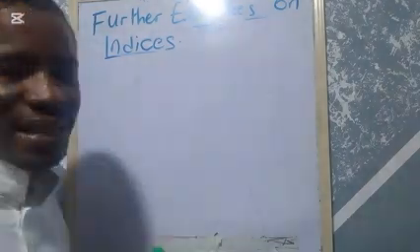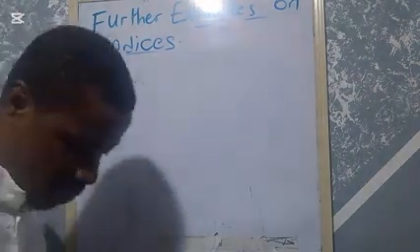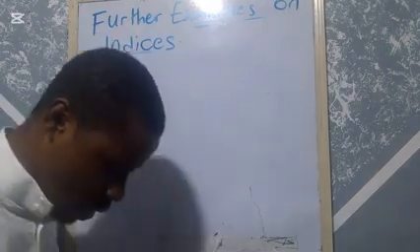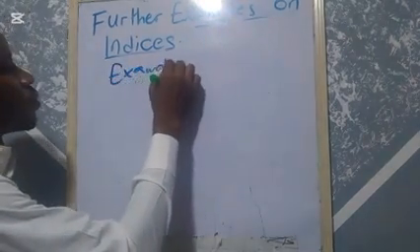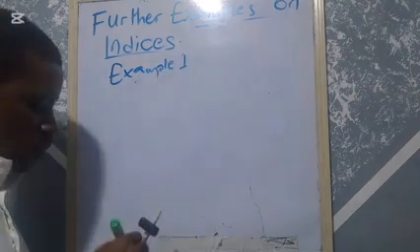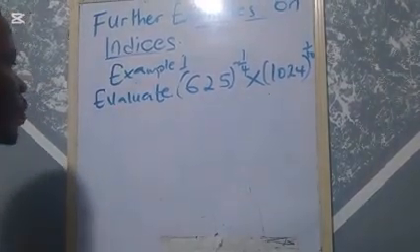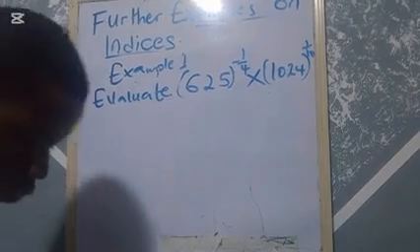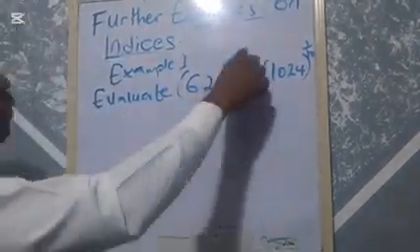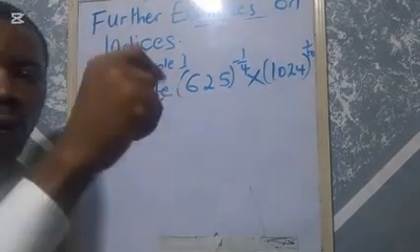Like I said before, we're going to be treating some questions under indices. So I will just put one question on the board so we'll solve it together. Pay attention, please. I always advise you to get a book and a jotter. Example 1. So this is the question we have before us. We are asked to evaluate 625 all raised to the power of minus 1 over 4, multiplied by 1024 all raised to the power of 1 over 10.